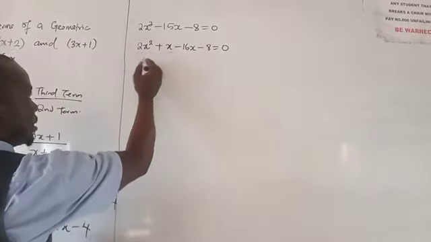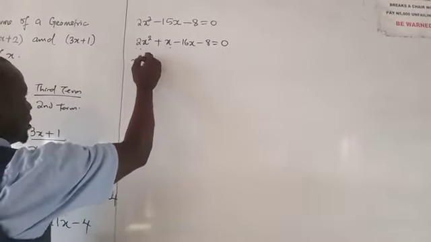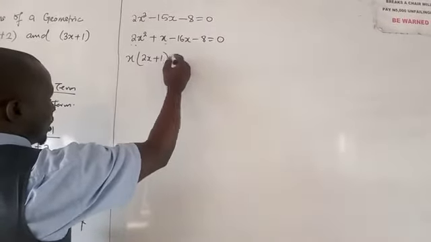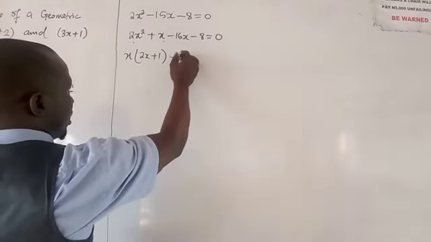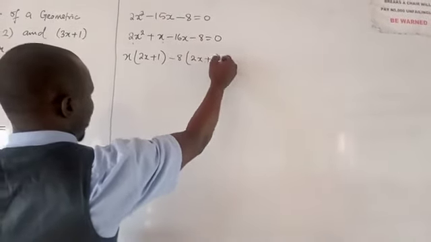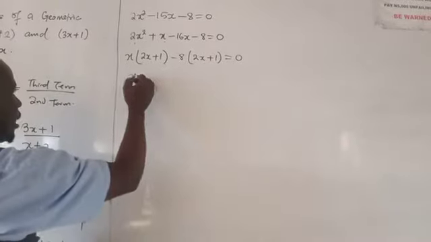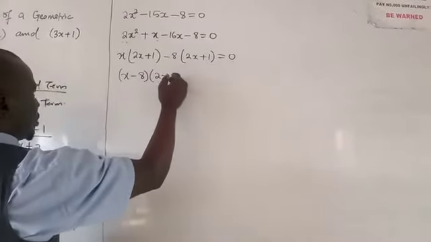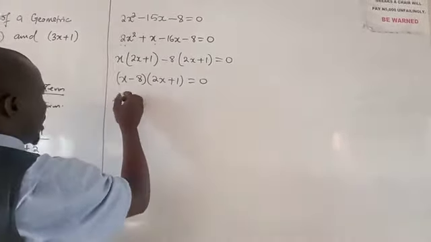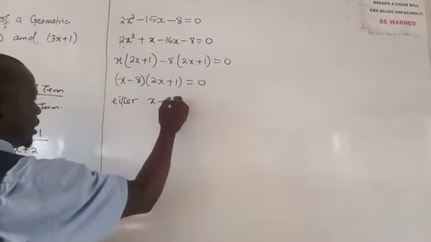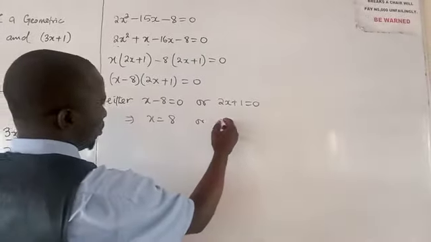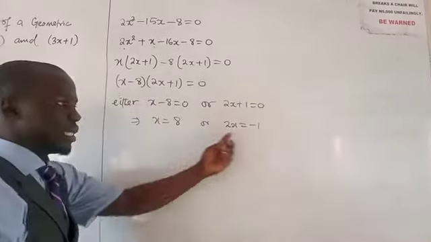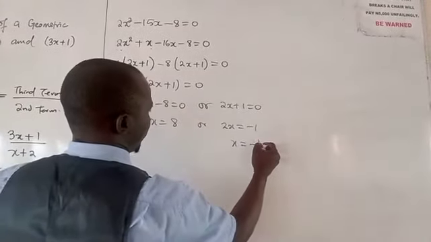The common factor between this and this is x. So x times 2x plus 1. And the common factor between minus 16x and minus 8 is minus 8, and this becomes 2x plus 1, which is equal to 0. Hence, x minus 8 and 2x plus 1 is equal to 0. Now, either x minus 8 is equal to 0 or 2x plus 1 is equal to 0. If this is the case, x is 8 or 2x is equal to minus 1. Dividing both sides by 2, x is equal to minus half.